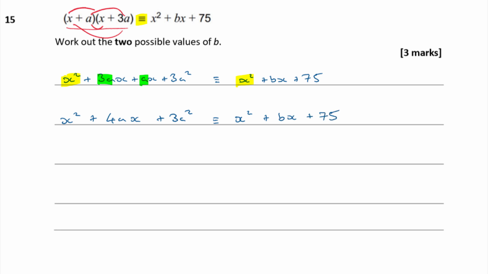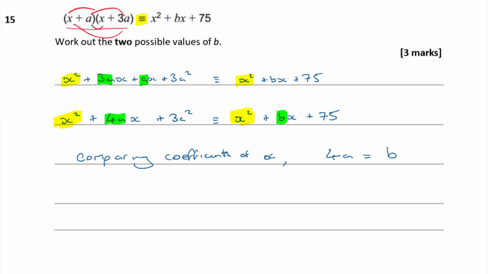Okay, now if these two expressions are identical, then every part of it must be identical. So that x squared must be the same as the x squared. It is. But more than that, this 4a in front of the x must match up with that b there. Now we call this comparing coefficients. So comparing coefficients of x, that gives us 4a is equal to b.